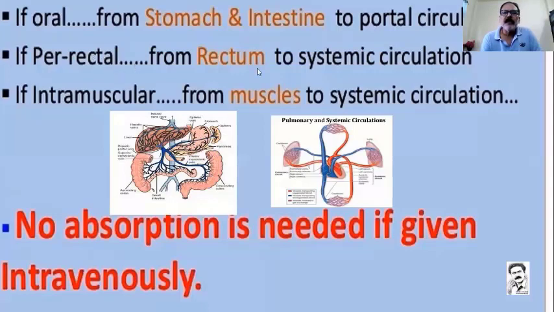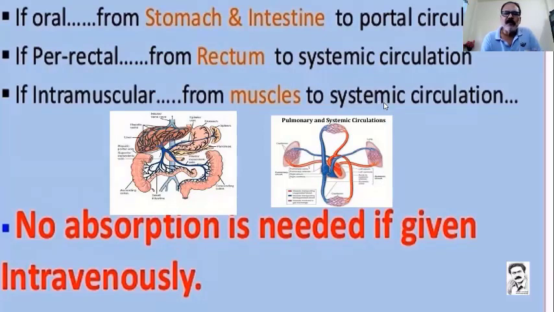For rectal or intramuscular administration, it is called systemic circulation. So when you give an injection intramuscularly, or if you put the drug in the rectum, what will happen? Slowly it will come to the tissue. From there it will enter the blood and go to the heart. The heart will pump it to the whole body. So this is called systemic. So there is a slight difference.